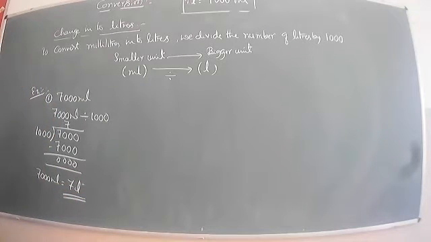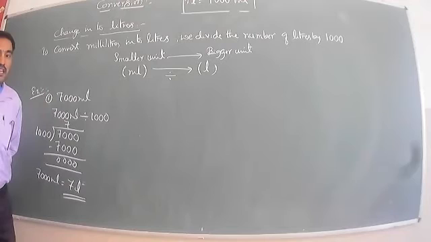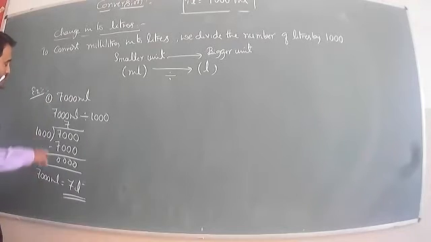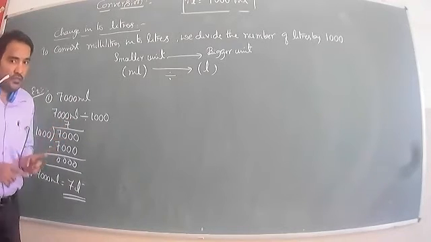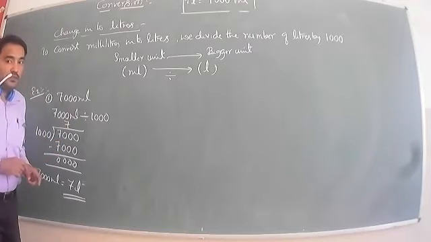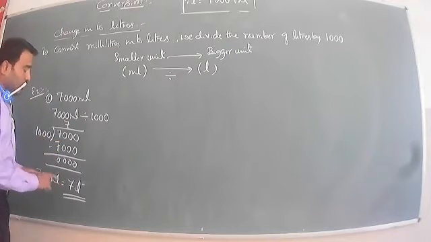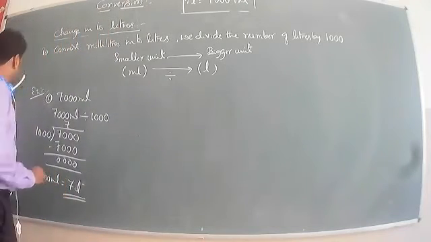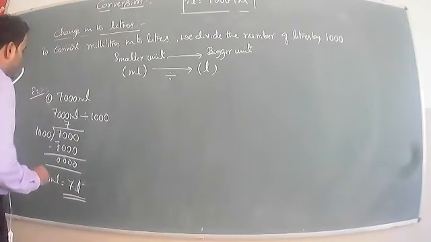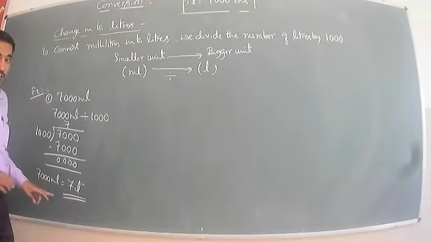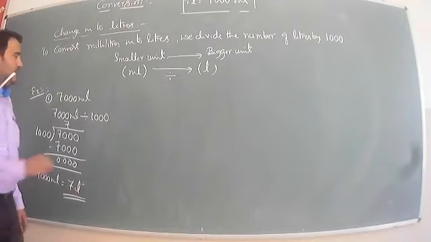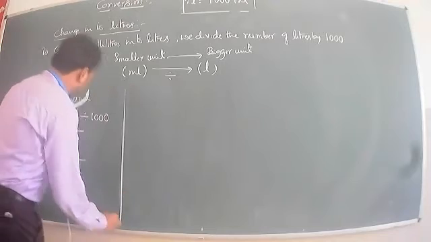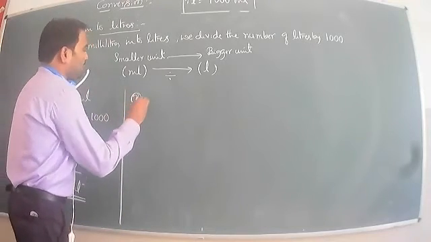Why is the quotient written in liters? Because 1000 seven times is 7000. So in total it is 7 liter. Okay, I hope all of you are clear. So 7000 ml equal to 7 liter. Next I will go for the second question.